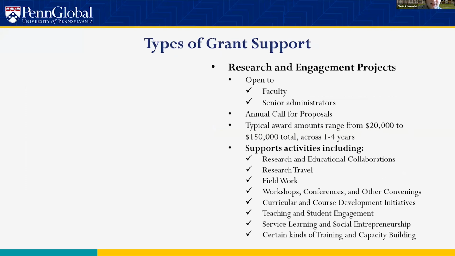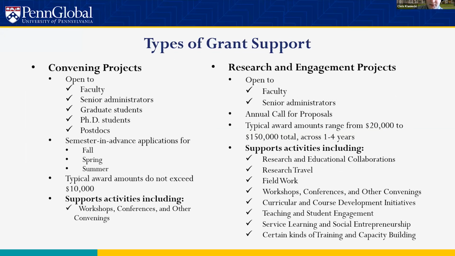Next slide, please. We offer 2 key kinds of grant support. Click one more time if you would, to bring both of these up. We have on the left-hand side convening projects and the right-hand side research and engagement projects. Our convening projects are open to faculty, senior admins, and also certain kinds of Penn students to be PIs in the projects. We ask for semester-in-advance applications. So if you are applying for a fall convening, you apply by the spring. If you're looking at a spring project, you apply in the fall, and so on. Typical award amounts don't exceed $10,000, and they support specifically convening projects. So workshops, conferences, and other convenings that are engaging one or more of our key objectives that I mentioned earlier.